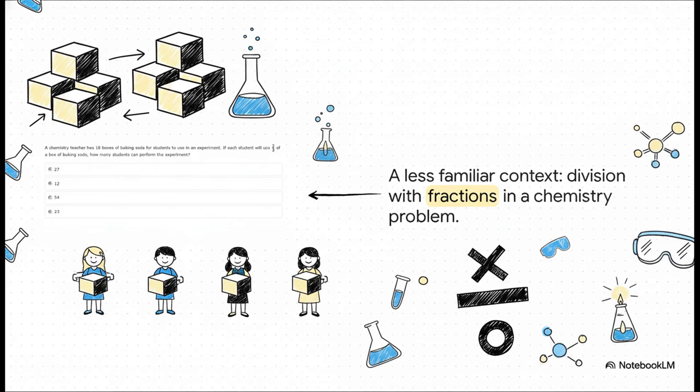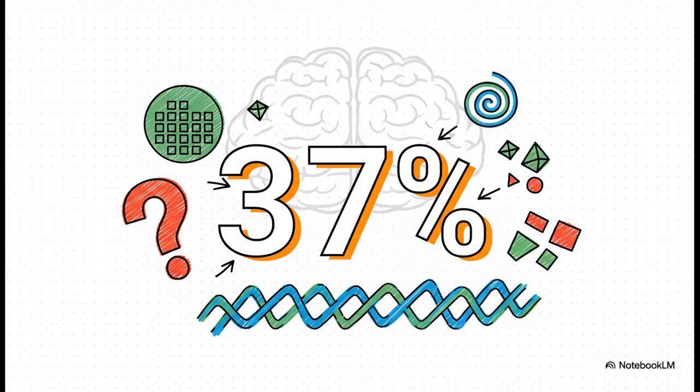This is the problem that's causing all the trouble. So instead of friends and money, now we're in a science class. We've got a chemistry teacher, 18 boxes of baking soda, and each student needs 2/3 of a box. The core math is still division, but we've swapped out those friendly decimals for a tricky fraction. And we traded a familiar scenario for one that's a bit more abstract. And boom, look at that result. Only 37% got it right.